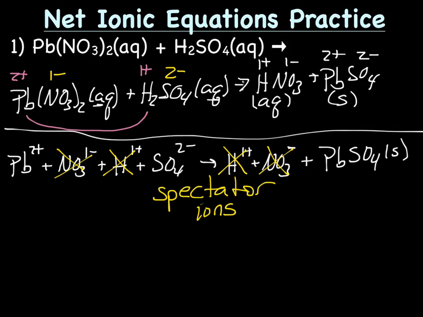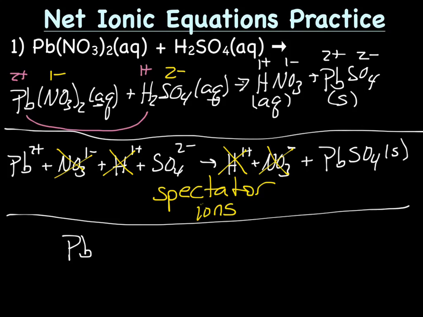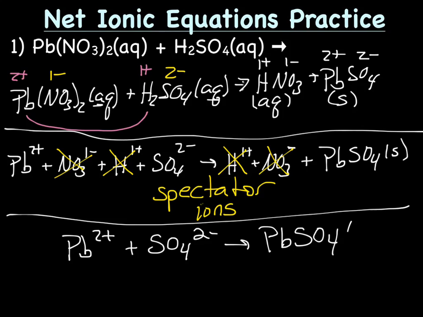Okay, so now we can finally get to our net ionic equation, which is to write the ions that are involved in making the product, and the product. So we have Pb 2 plus and SO4 2 minus produces PbSO4 solid. Okay, and what you'll notice, and this is important, when we go to balance, you need to look at two things.